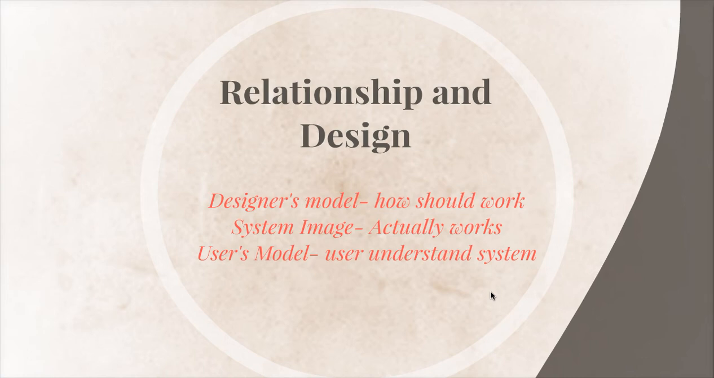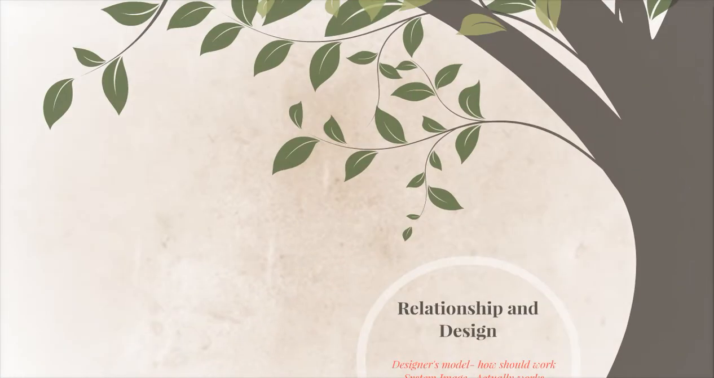Designer's model is how it should work, how we think it should work. The system image is how it actually should work. And the user's model is where we have to stop. Do they understand both these aspects? And do we actually meet their requirements? We have to think about their relationship and interaction with the designs we create today.